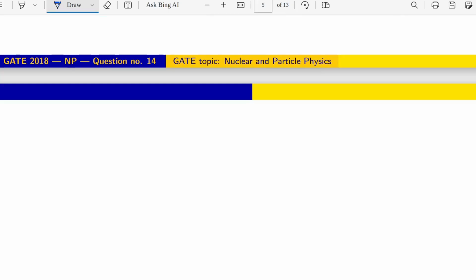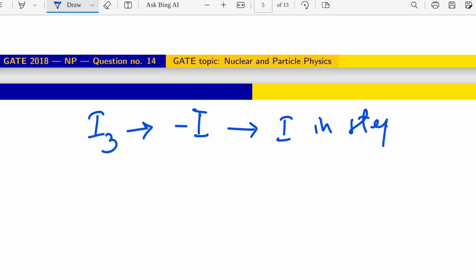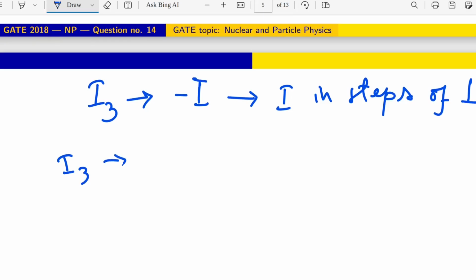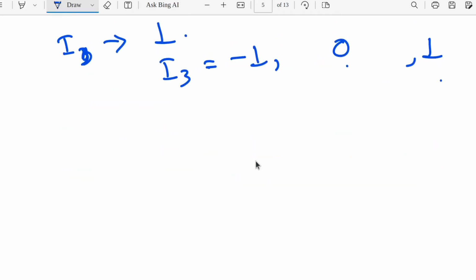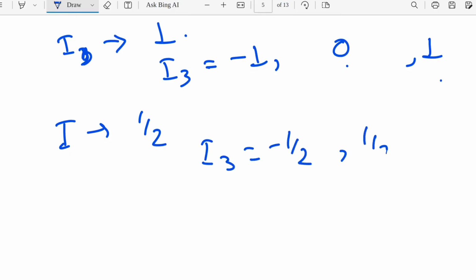And what is the third component of isospin? It is I3, and I3 has values from -I to +I in steps of 1. Let's say if I is 1, then I3 will go from -1 to +1 in steps of 1, that means -1, 0 and 1. Similarly if I is half, then I3 will be -half and +half. There will be no other values for I3.